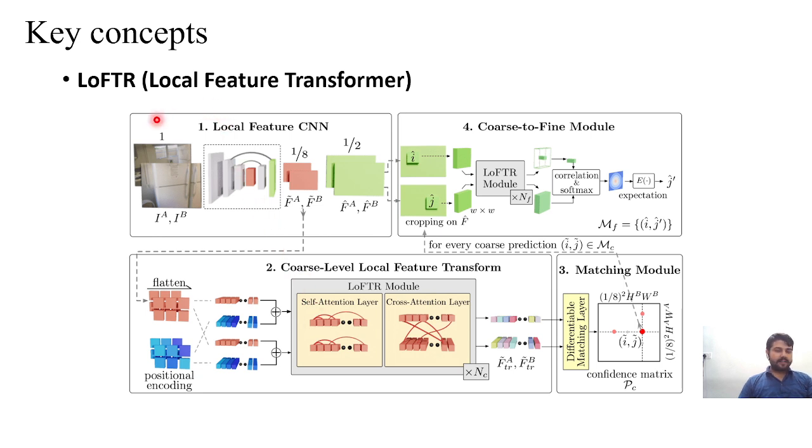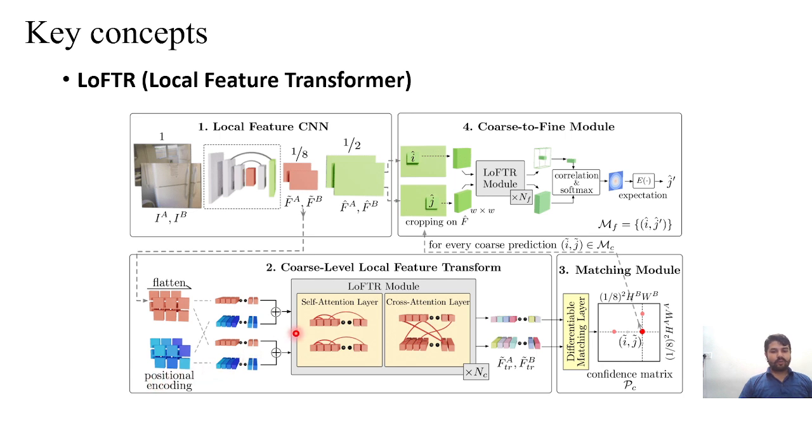Let's see in the detail. Firstly, we pass two images, means the pair of images IA and IB, to the local feature CNN module, means CNN based architecture. It may be a simple CNN architecture or the pre-trained architecture, and it extracts the feature map of the resolution 1/8 and 1/2. Then it passes through the flatten level coarse feature transform. In this, we flatten the feature map and appended the positional encoding to preserve the spatial structure.